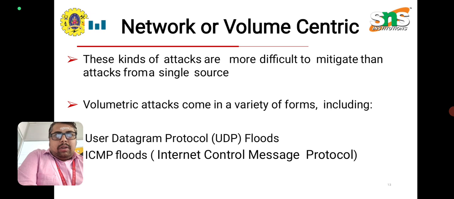These kinds of attacks are more difficult to mitigate than attacks from a single source. Volumetric attacks come in a variety of forms including User Datagram Protocol, that is UDP floods, and ICMP, that is Internet Control Message Protocol.